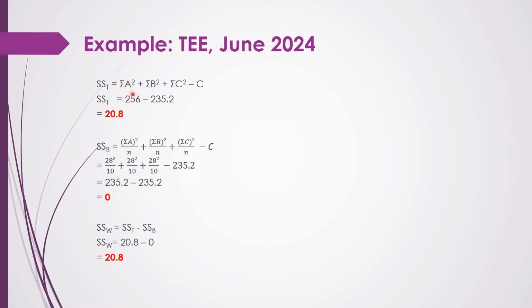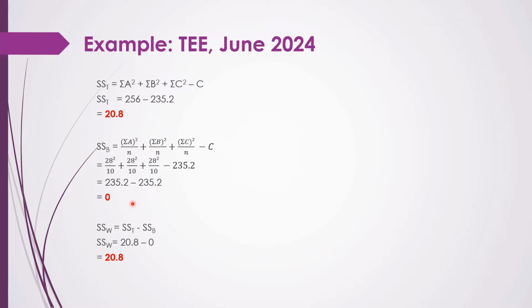The total sum of square, the formula is sum of A square plus sum of B square plus sum of C square minus the correction term C. Substituting the values, I got 20.8. Now, sum of squares between the groups, sum of A whole square by n plus sum of B whole square by n plus sum of C whole square by n minus the correction term, which on substitution I get 28 square by 10 plus 28 square by 10 plus 28 square by 10 minus 235.2 and my answer is 0.